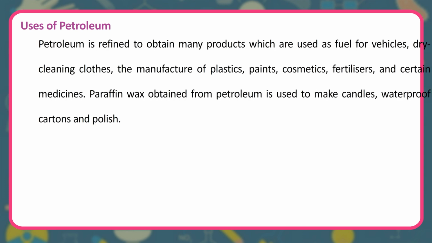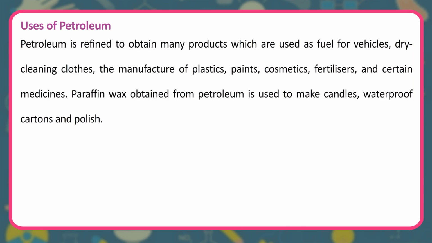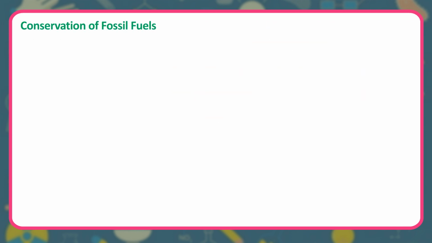Uses of petroleum. Petroleum is refined to obtain many products which are used as fuel for vehicles, dry cleaning clothes, and the manufacture of plastics, paints, cosmetics, fertilizers, and certain medicines. Paraffin wax obtained from petroleum is used to make candles, waterproof cartons and polish.